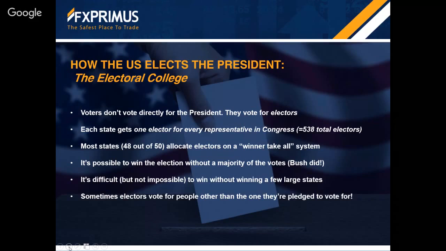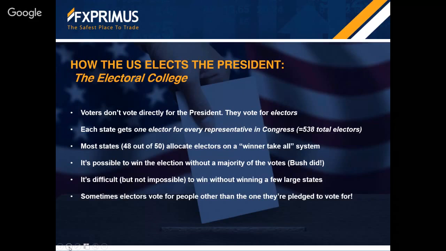So the system has changed. The electors pledge to vote for a certain candidate. So really, you are electing an elector who will then go and elect the person who you want to be elected. Now, each state gets one elector for every person in the House of Representatives, and one for every Senate person. That means there are 538 total electors, 438 in the House of Representatives, 100 in the Senate.